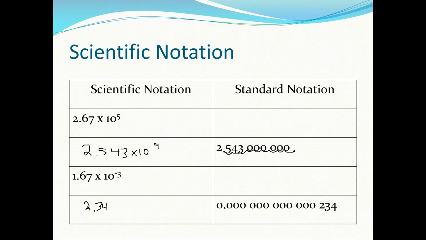So I can move the decimal place over 1, 2, 3, 4, 5, 6, 7, 8, 9, 10, 11, 12, 13 spots. So I go times 10 to the 13. And because this is a really, really, really small number, it ends up being negative.